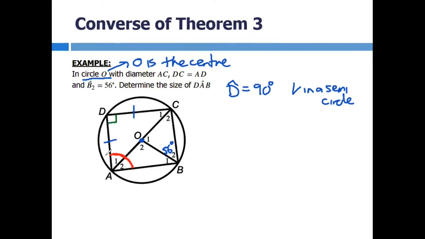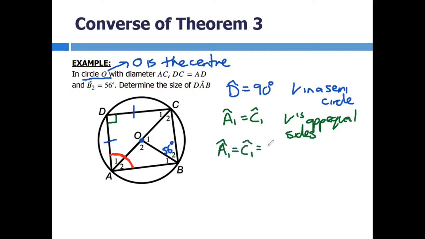Guys, this is an isosceles triangle. So we know that A1 will be equal to C1 because of angles opposite equal sides. Notice I'm doing this in two statements because you actually do need to do it that way. And that means that A1 is equal to C1 equal to 45 degrees, interior angles of triangle.